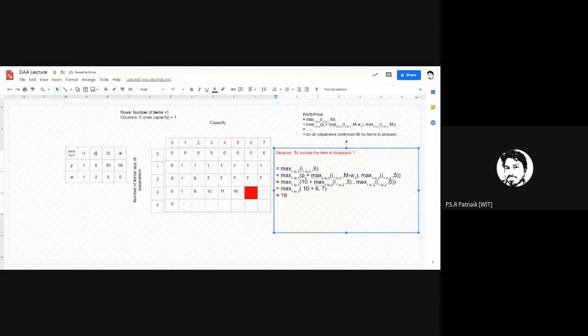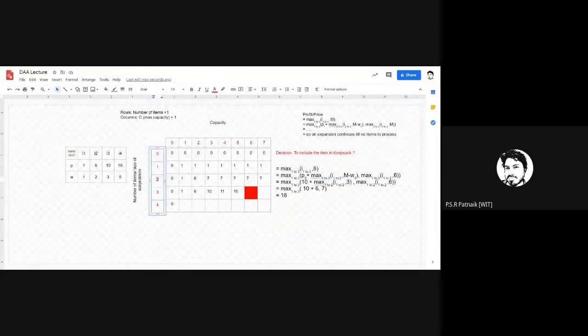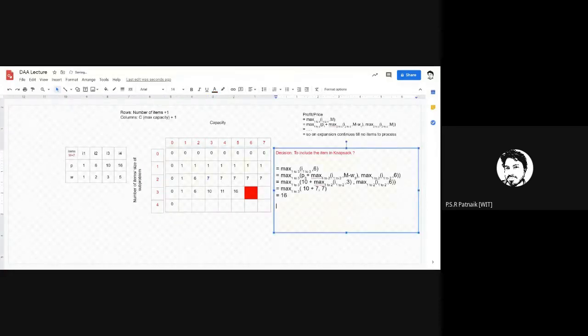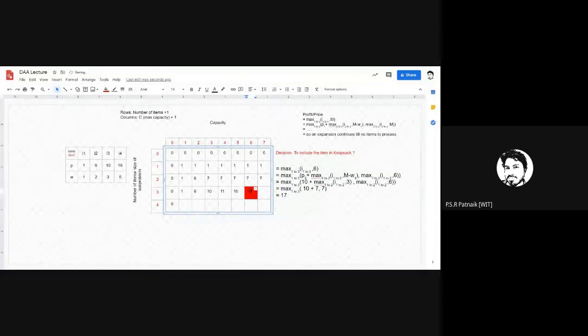And this will be 6, 6. So max of 1 to 2, 10 plus maximum when I have two elements to process and stack capacity is 3. What is the element I'm getting? 7. So 10 plus 7, or max of 1 to 2, 6 is 7. So what is the maximum value I get here? 10 plus 7, 17. So this value will now become 17.